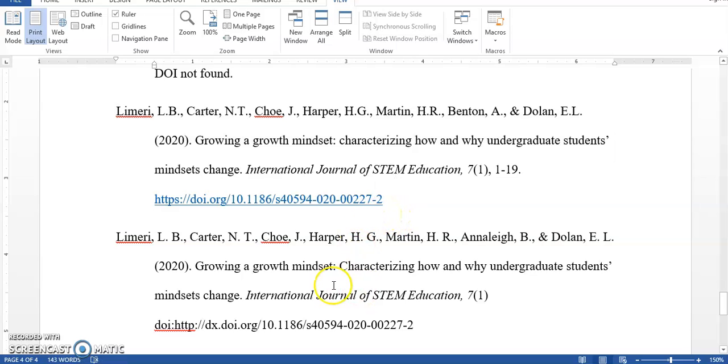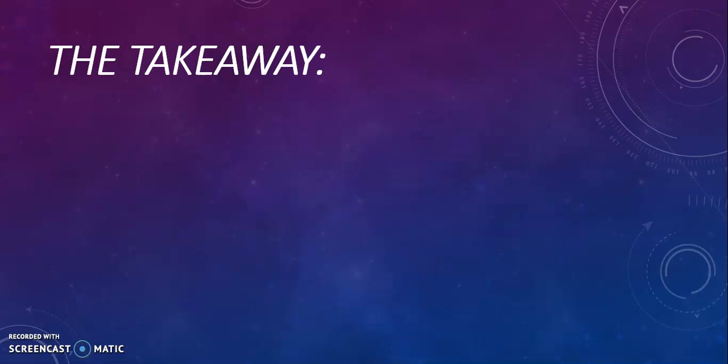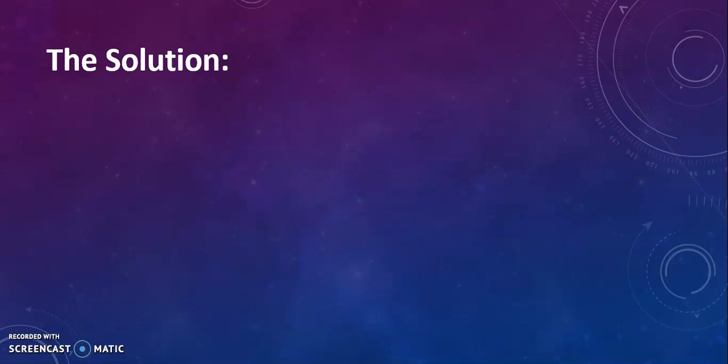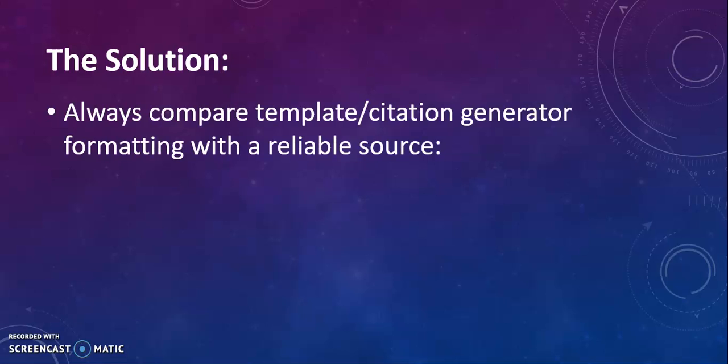All right, so you're probably wondering, why did I just go through with a fine-tooth comb and analyze these two citations? Well, I wanted to show you this takeaway. Citation generators have errors. You can't always trust them. And if you're going to use them, these are the solutions that I propose to you. If you're going to keep using citation generators, always double check the formatting, like I modeled for you, with a reliable source.